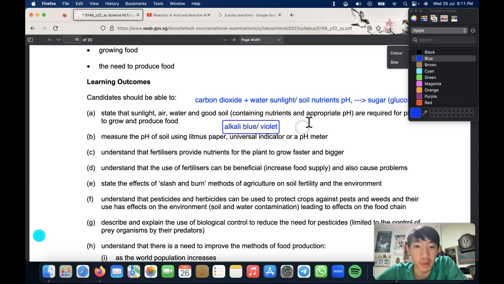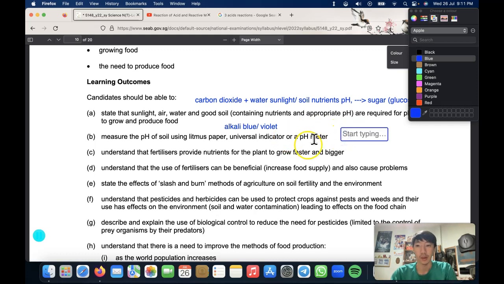Then of course the pH meter is easy. Very simple. Any number between 1 and 6 is acidic, and just 7 is neutral, and any number above 7, so basically 8 to 14, is alkali. Okay, then we talk about fertilizers.